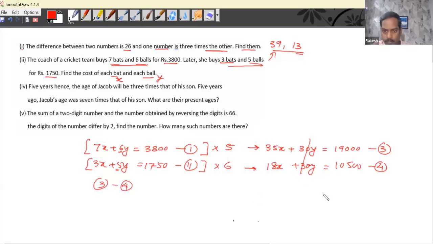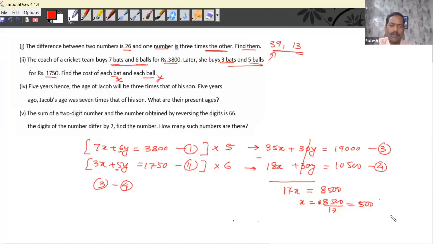So the y terms will get cancelled. For the x terms we have to take the difference, so this will be a minus sign. So in the LHS I'm getting 35 minus 18, which is 17x. And here I'll be getting 8500. Dividing both sides by 17, I'll get the value of x as 8500 divided by 17, which is equal to what? 500. So we have got the value of x.